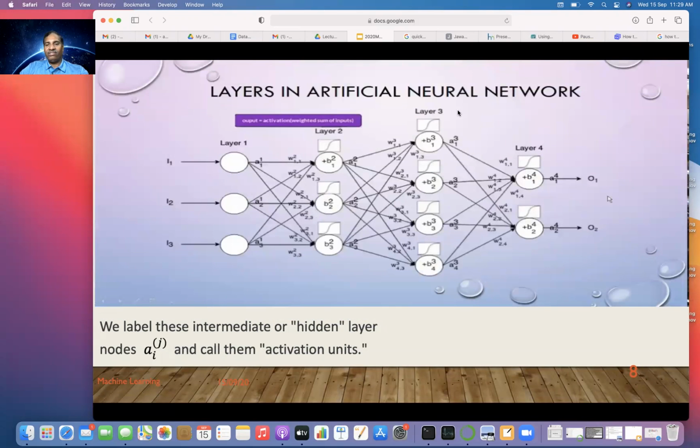So, layers in artificial neural networks. Layer 1 is your inputs, L1, L2, L3. Then these are weights you are assigning here. After the weights, you are computing new features. Those new features form layer 2, which generates new features here. Then again you generate layer 3 features from layer 2. Finally, you will generate the output. If you want only 2 outputs, then you fix output units at 2.